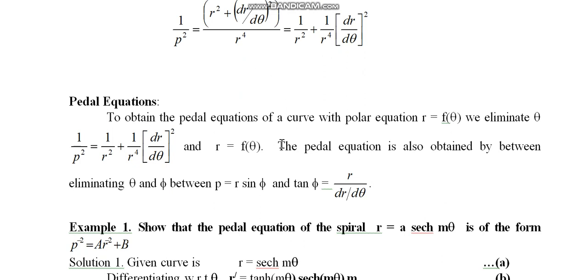In the previous section, we have also noted that the pedal equation is also obtained by eliminating theta and phi between p is equal to r sin phi and tan phi is equal to r divided by dr by d theta. The most common method is this one, that is, we eliminate theta and phi between p is equal to r sin phi and tan phi is equal to r divided by dr by d theta. And very rarely we use this form, that is 1 by p square is equal to 1 by r square plus 1 by r to the power 4 into dr by d theta whole square.